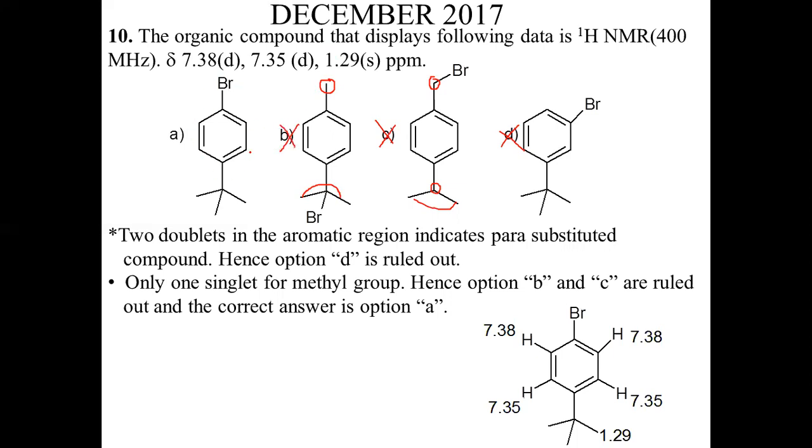And when you come here, I'd expect all these three to give only one signal. That is the 1.29 singlet, because you don't have a neighboring hydrogen here. So your correct option is A. This is what we have assigned here.